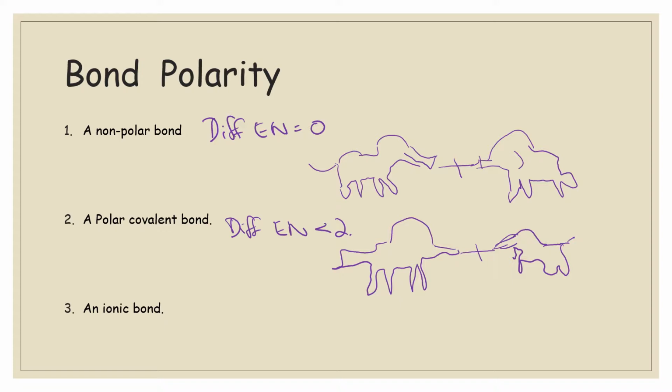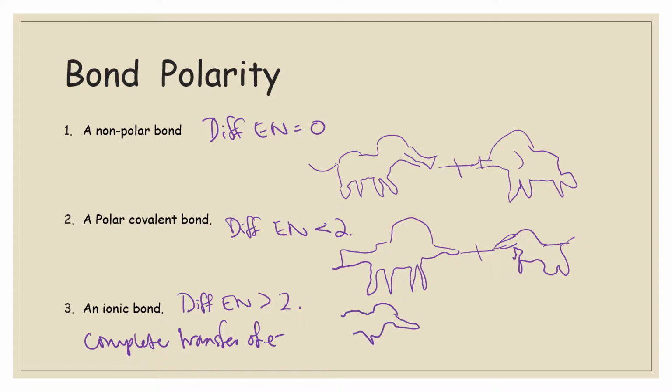Now, an ionic bond occurs when the difference in electronegativity is greater than 2. You get a complete transfer of electrons. So this is like having a huge elephant with something so small that it cannot hang on, and it wins. So this one has completely won the tug of war.